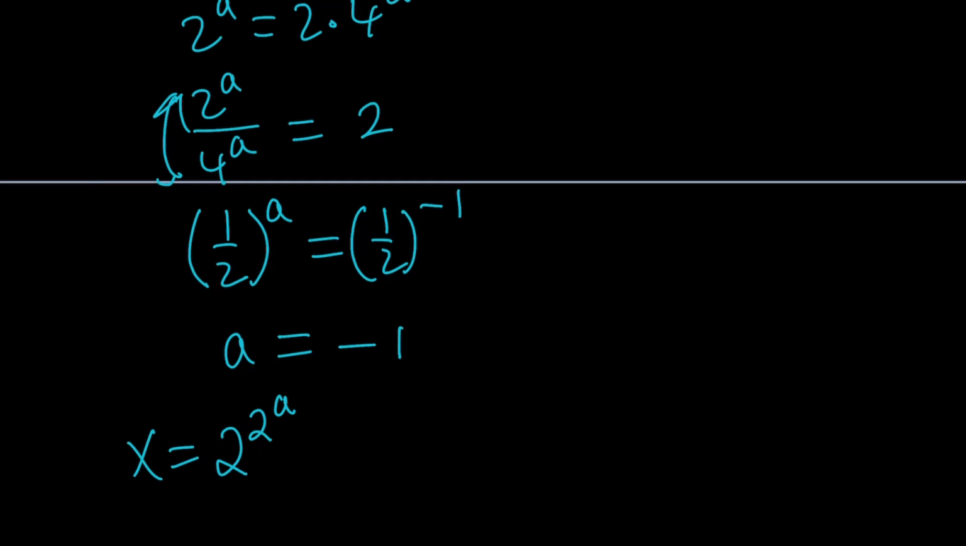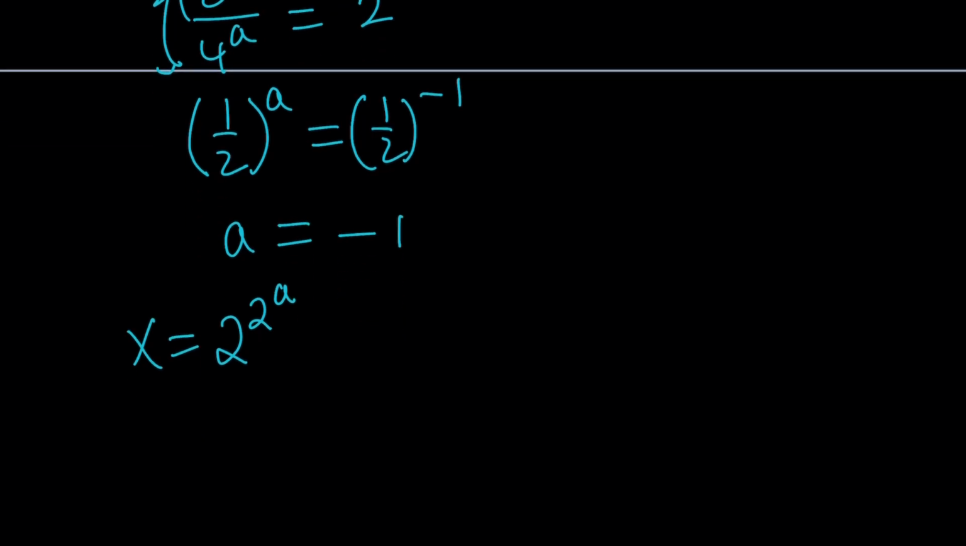Can you find a in terms of x? Of course. It was given at the beginning, right? Obviously. That was the equation. So since a is equal to -1, it's going to be 2 to the power 2 to the power -1.